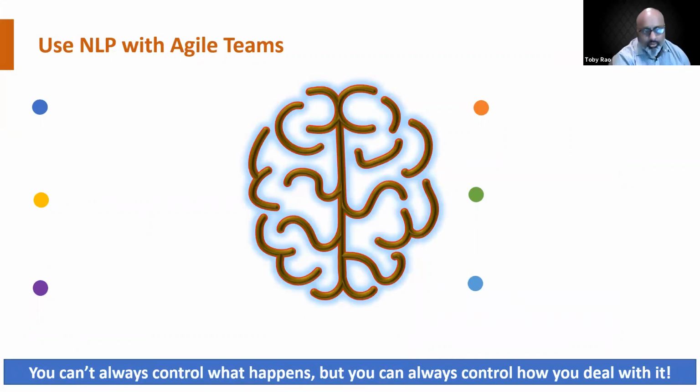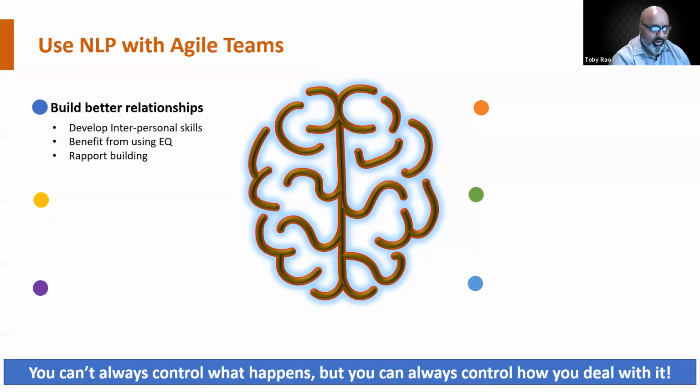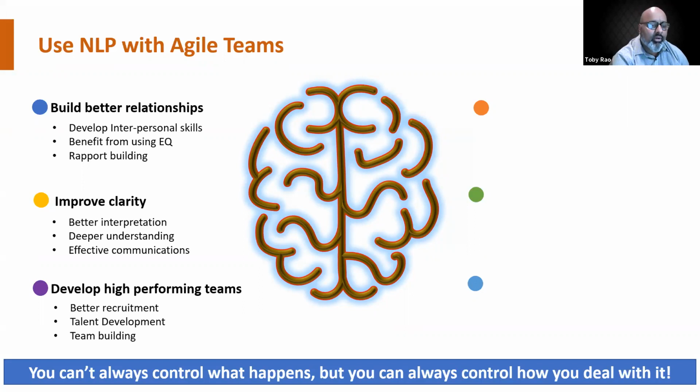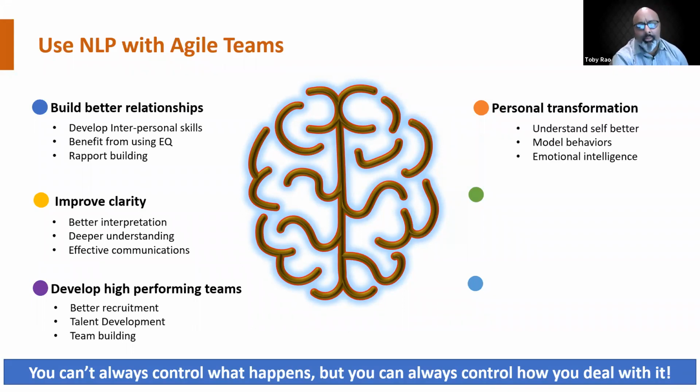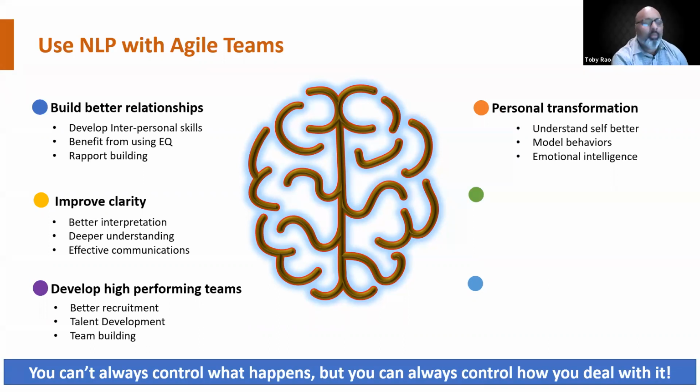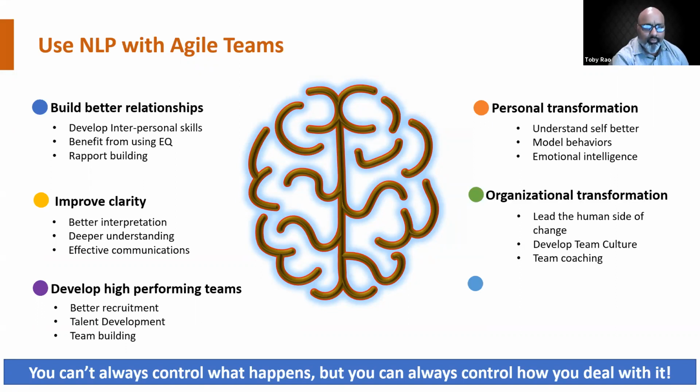So the good news is that you could use NLP with Agile Teams, right? To build better relationship by asking the right questions, using EQ, rapport building, improve clarity. NLP has proven itself to be really good from a recruitment perspective. When you interview people, using NLP techniques really help. And your own personal transformation. I'm not going to go more. I think I talked a lot about it. Emotional intelligence, the work of Daniel Goleman has really come into play with NLP, really effective.